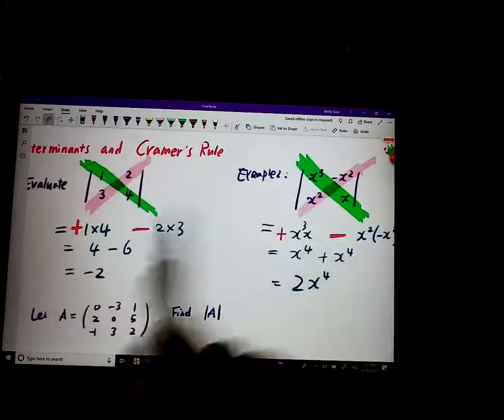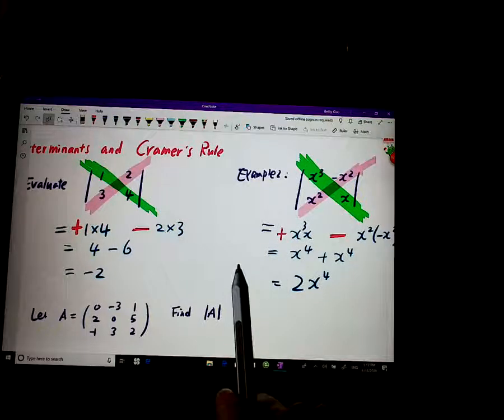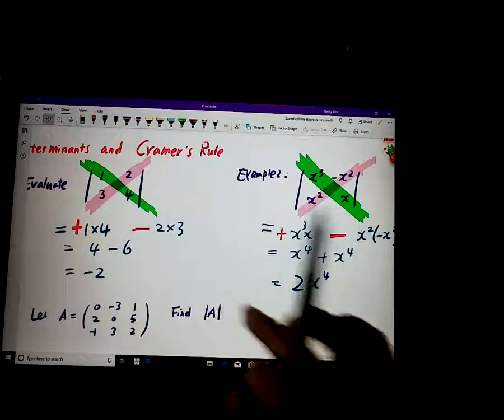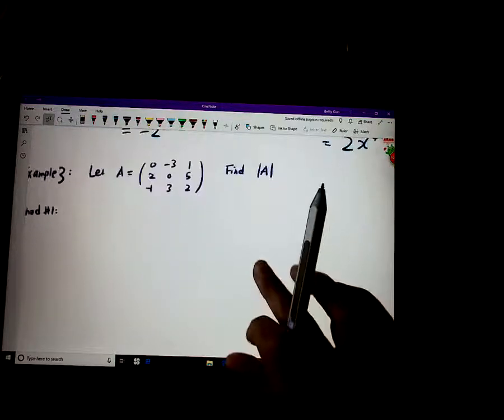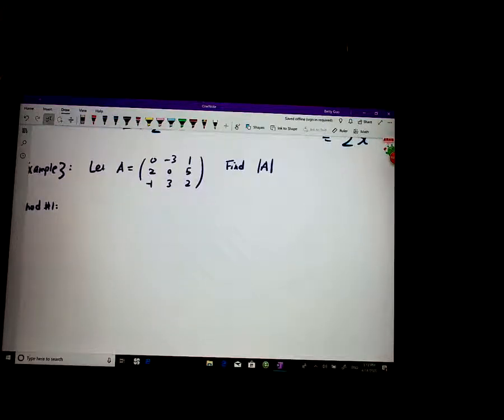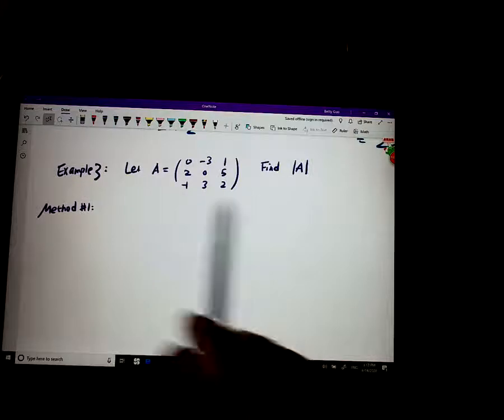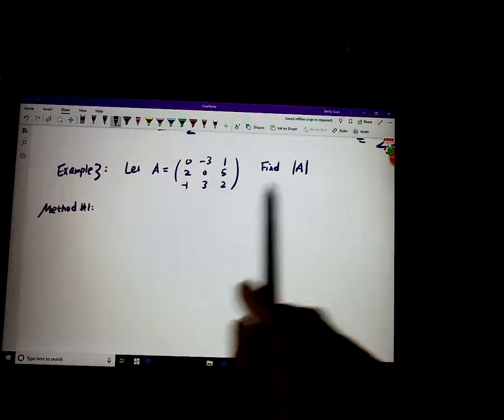I believe after those 2 problems, you should grasp the method of solving or evaluating a 2 by 2 determinant. What if we have a 3 by 3 determinant? Let's look at example 3. I'm going to apply 2 methods to evaluate the determinant of A.